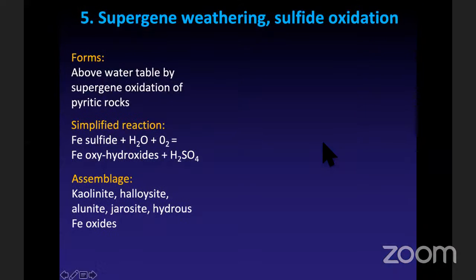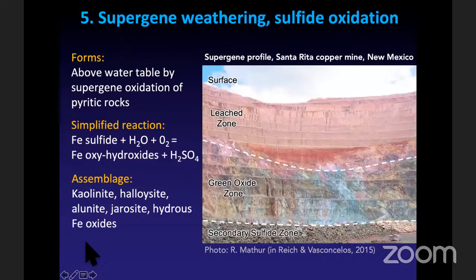Finally, supergene weathering, sulfide oxidation. Above the water table, by supergene oxidation of pyritic rocks, with a strong bacterial involvement. Now we have kaolinite and halloysite, the low temperature form of kaolinite. Very different crystal type: it's tubes instead of plates. But we still have alunite. We may have jarosite, very common, and hydrous iron oxides. And this is a very good example of one of these supergene weathering zones.